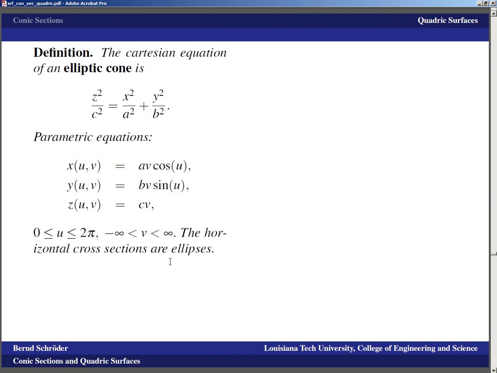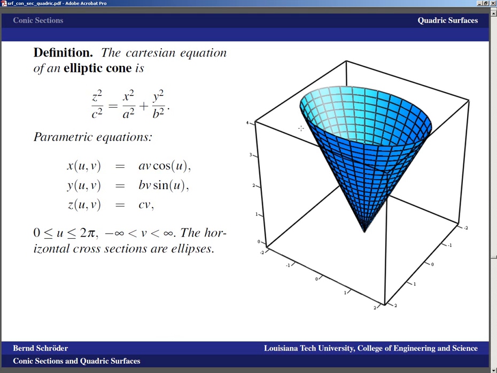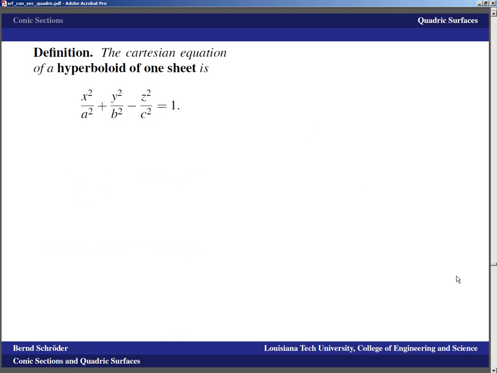Like I said, the horizontal cross sections are ellipses. That's why this thing is called an elliptic cone, not just a circular cone as they're sometimes referred to. And the picture, the upper half is this, and the lower half, of course, looks the same way, only in the downward direction.